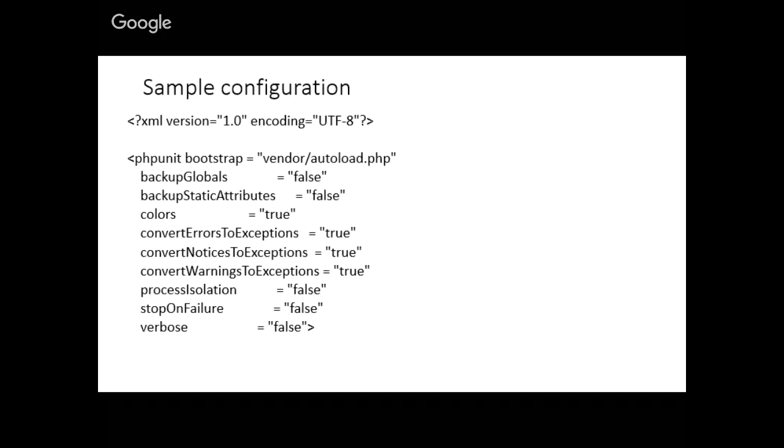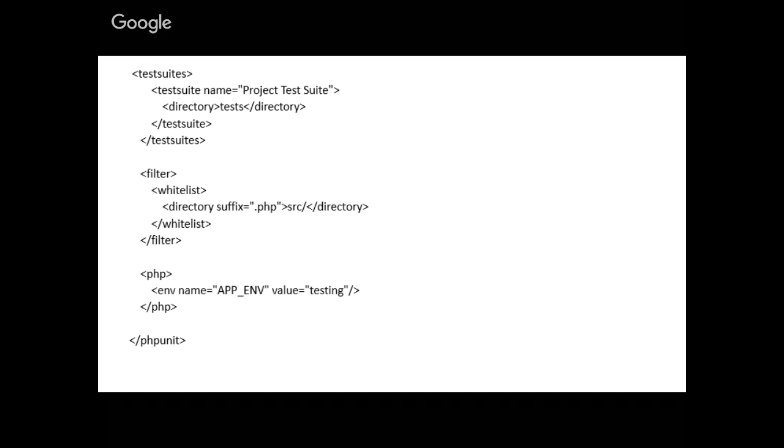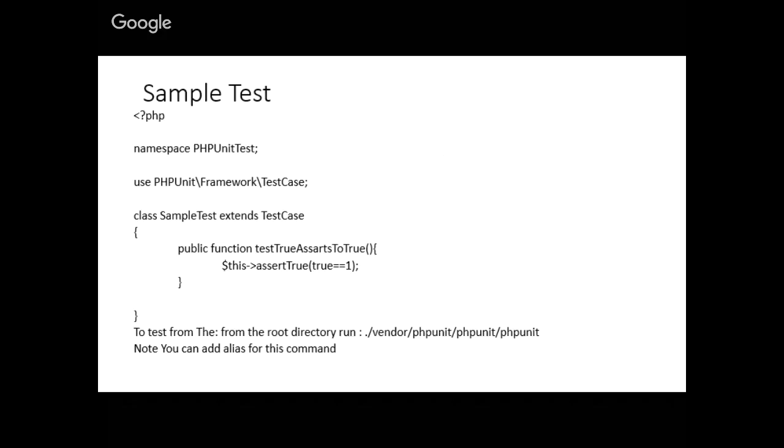Then verbose means whether you want more details or not. If you want your test to give you more information about the test, you say it's true. If you just want minimum information, then say it's false. So this is the conclusion of the same file. Next, we see a sample test.